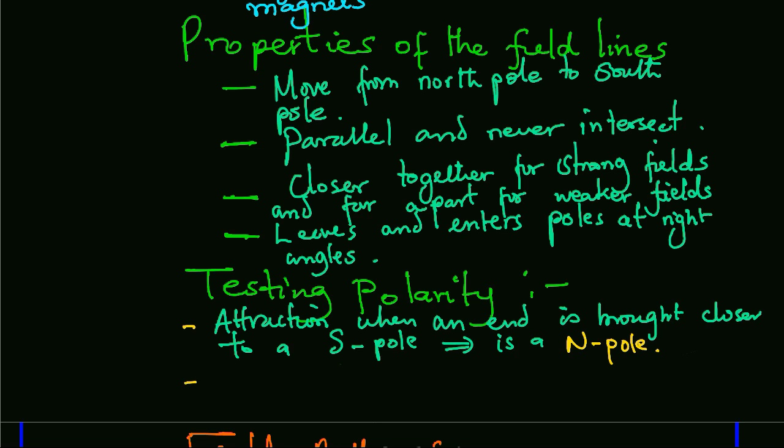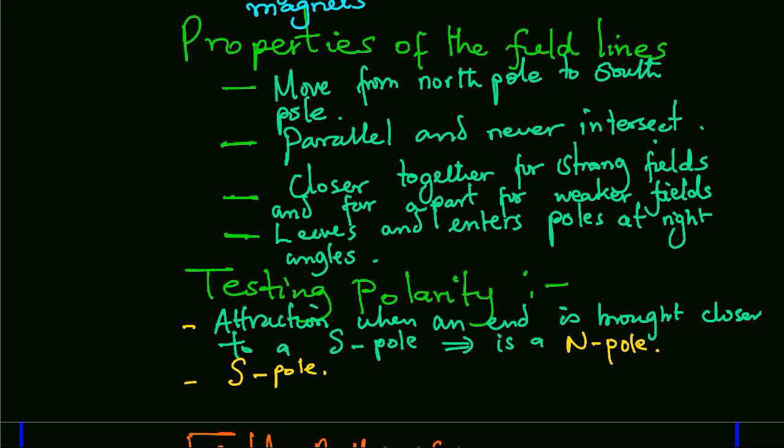Repulsion when an end is brought closer to a South Pole would also imply that that particular end is a South Pole. All these observations are based on the law of magnetism.